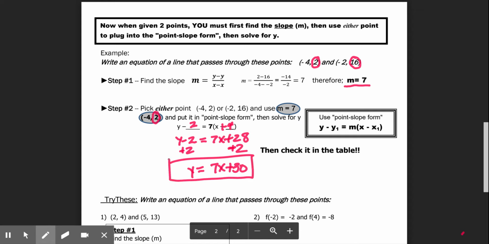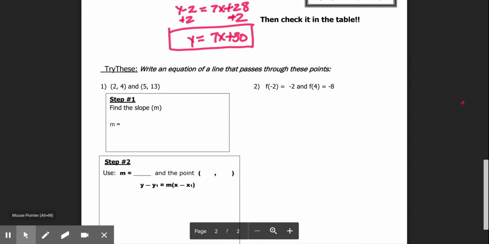And then it says you can check it in the table. So what you can do is create a graph and then put this equation into your y equals, and then create a table. And then what you can do is look to see if those two ordered pairs are listed in the table. And if they are, then you know your equation is correct. All right, let's go practice some more.